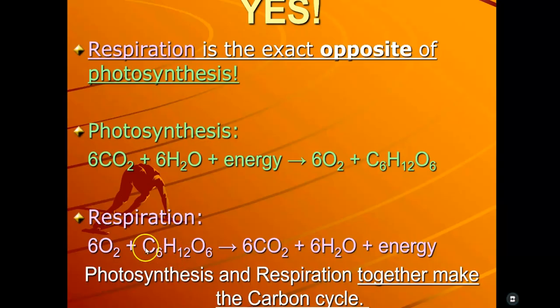Respiration, right? So your products of photosynthesis, your oxygen and your glucose molecule, is what you need to get respiration started. We call that the carbon cycle, where it takes that carbon from carbon dioxide and makes it into something that all of us life forms can use.